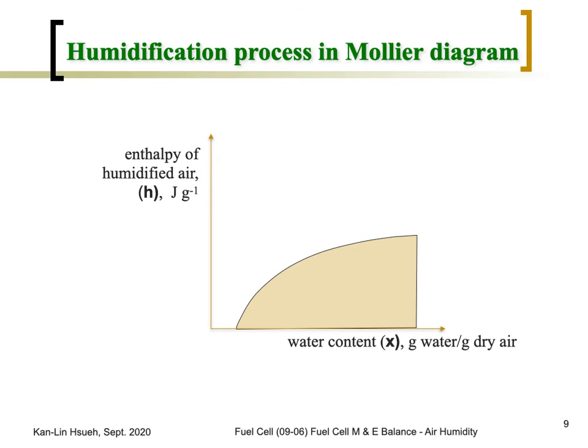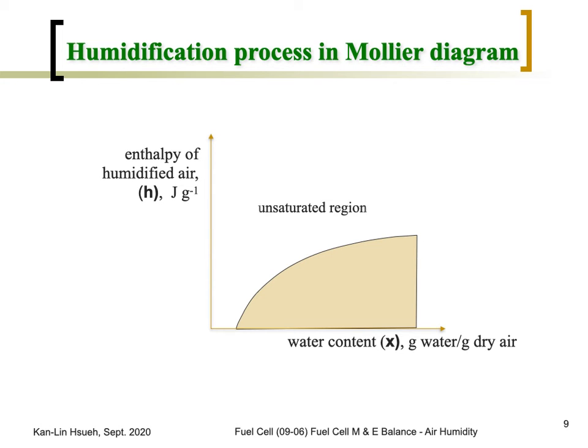Now we use the diagram. We call this a Mollier diagram. This diagram is a plot of the enthalpy of humid air, joules per gram, plotted against the water content, grams of water per gram of dry air.